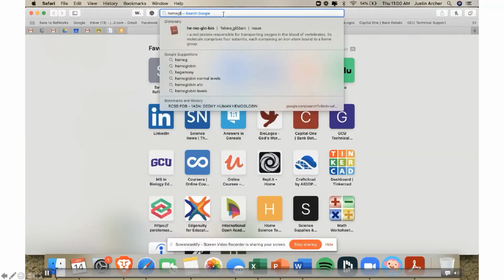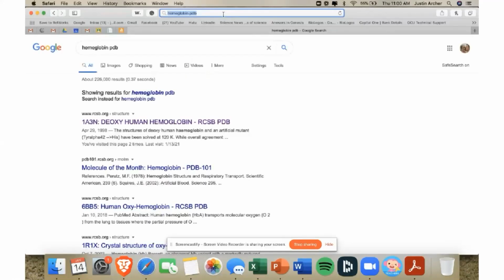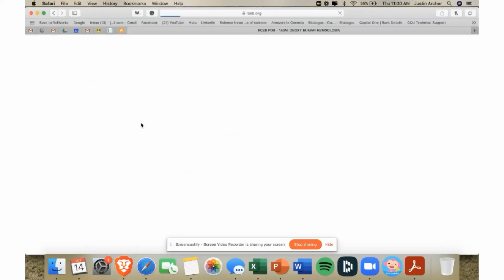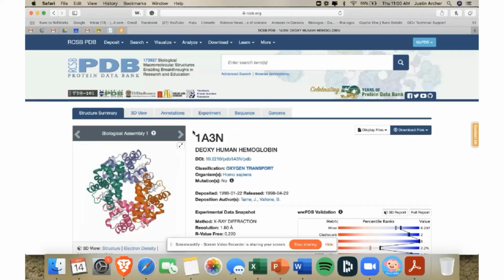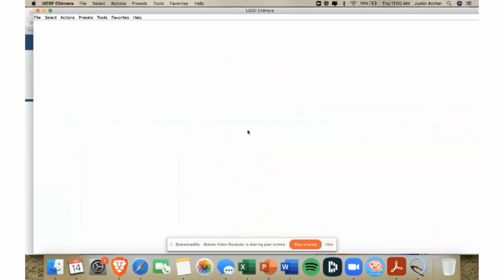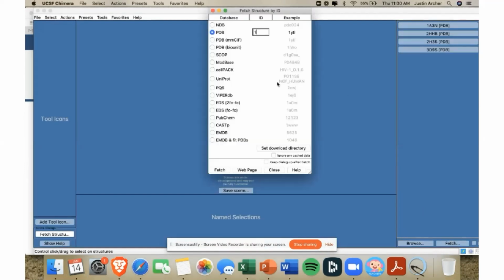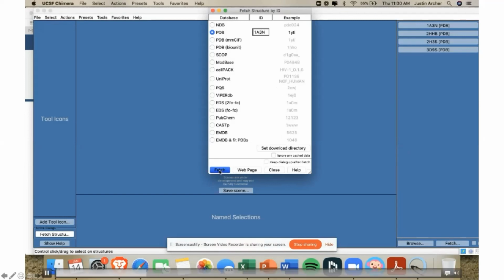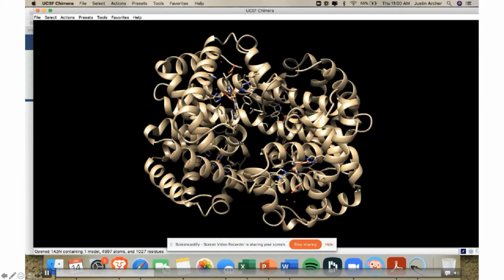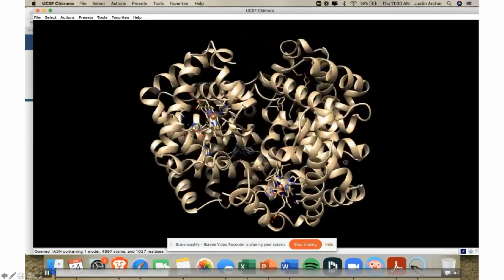So all you have to do is you just type in the protein that you're looking for. So like hemoglobin, and then you put PDB next to it. And you'll find this number, PDB stands for Protein Data Bank. You find that code, you put it into the program, which is UCSF Chimera. You could do a Google search for it. You put that code into the PDB area right up there, and click fetch, and it brings you the protein that you want. So this is hemoglobin.